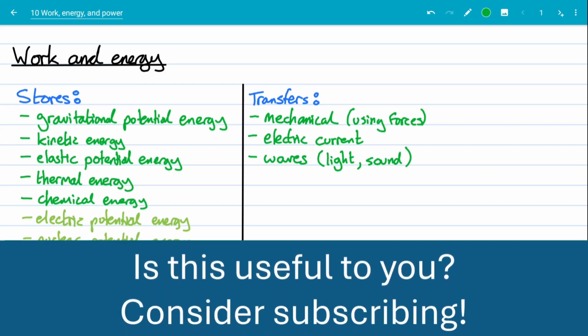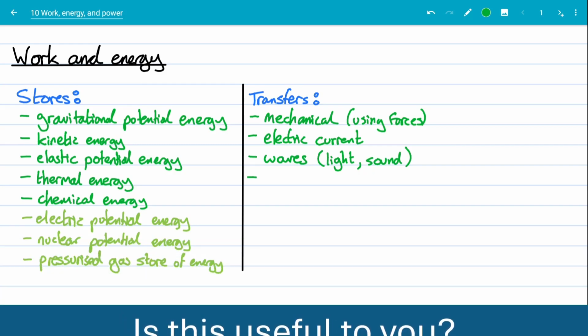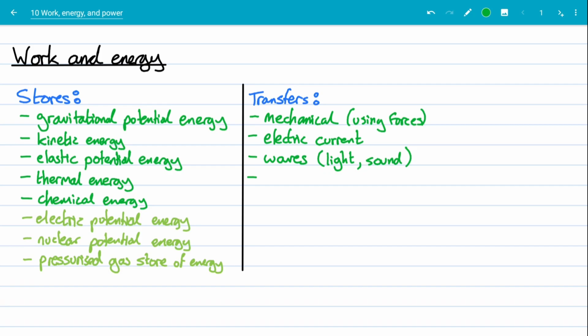The last thing that can be used to transfer energy is, we could call it heating, but I prefer to call it conductive heating. Radiative heating is waves, it's infrared radiation. So let's call it conductive heating.